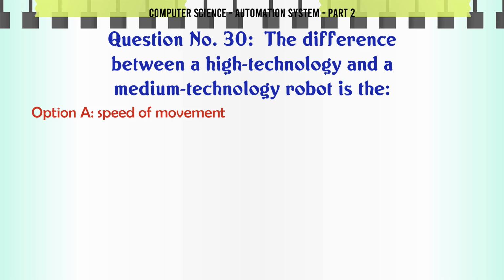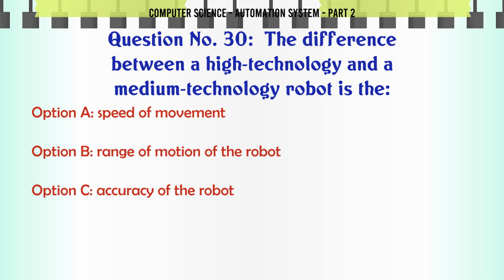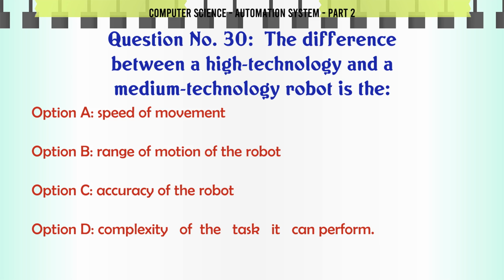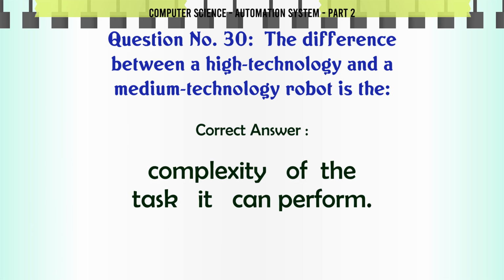The difference between a high technology and a medium technology robot is the: A. Speed of movement. B. Range of motion of the robot. C. Accuracy of the robot. D. Complexity of the task it can perform. The correct answer is complexity of the task it can perform.